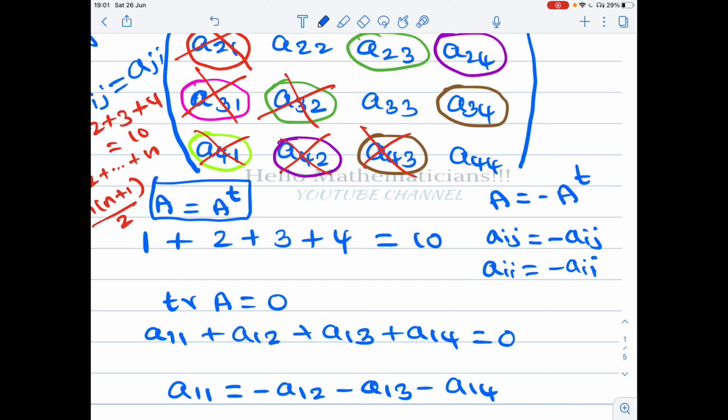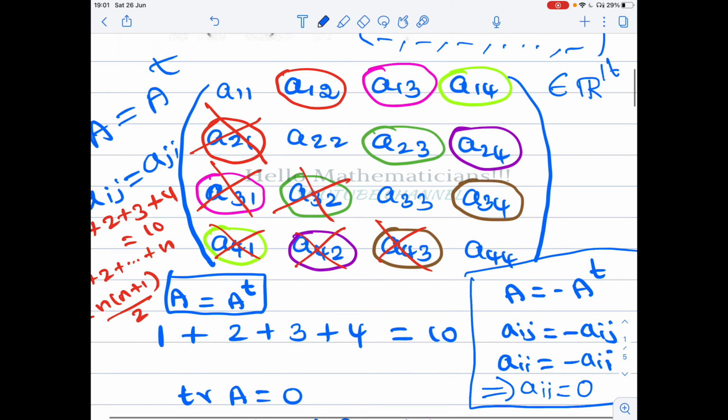Okay, so this is the general condition for entries of a skew symmetric matrix. If you apply this condition to the diagonal entries, you get aii equal to minus aii. But aii equal to minus aii means aii equal to 0. Therefore, what we conclude is, in skew symmetric matrices, all the diagonal entries are 0.